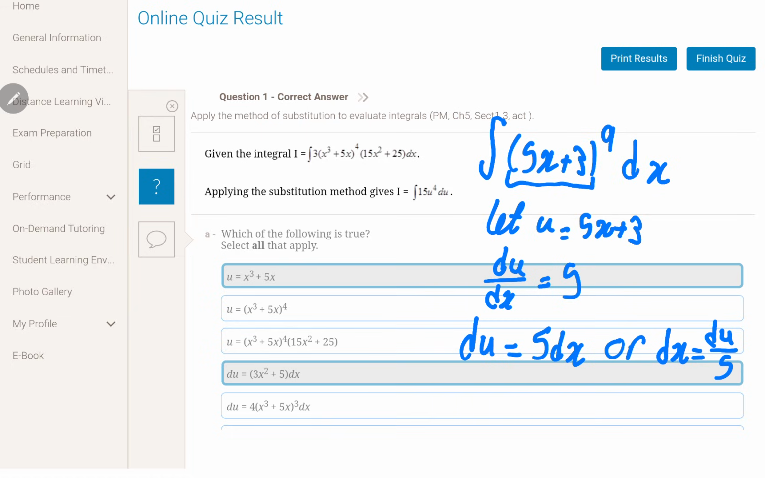Alternatively, I can say that dx is equal to du over 5. They're the same thing. Essentially, you're treating this as a fraction. You can either take this up to find du, or you can take this up and then divide by 5 to find dx. So you can use any of them. I'll teach you with both.